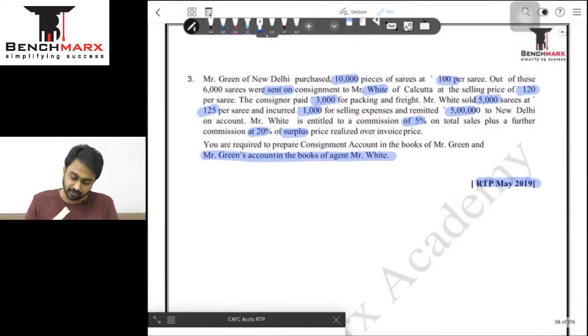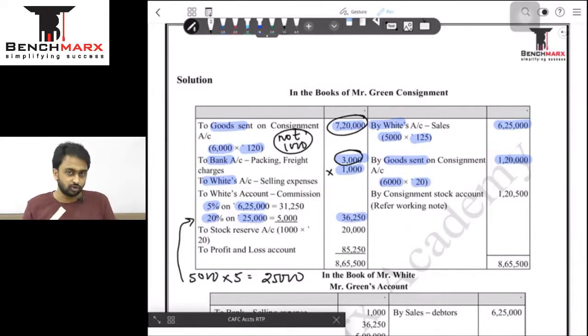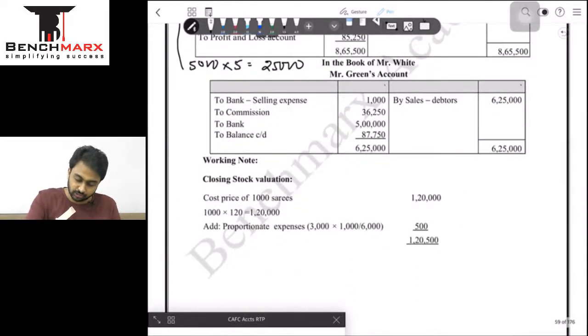Commission bhi chala gaya. Theek hai, anything unsold, I think 1,000 sarees unsold, so 1,000 sarees into 120 is the invoice price, and I'll take proportional expenses. So let's start with the valuation of the closing stock of the consignment. So this IP will come definitely, consignor expenses will come, and I think selling expense will not come because it is after the goods reach the godown, so that will not come. Commission obviously never comes, so it is 3,000 ka expenses proportionate.